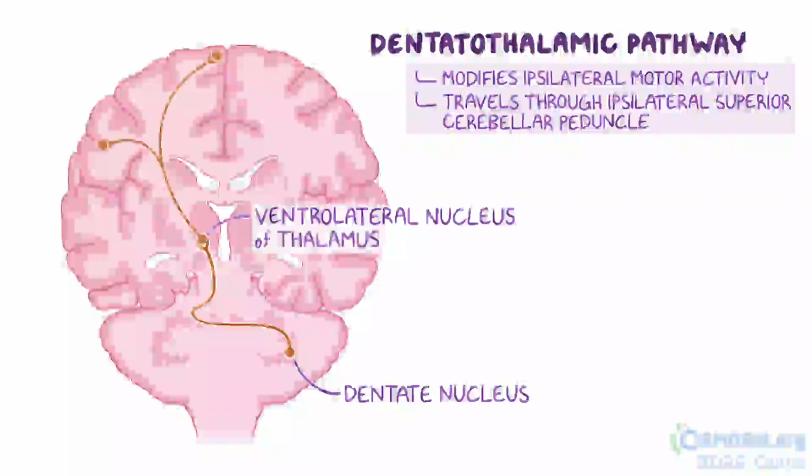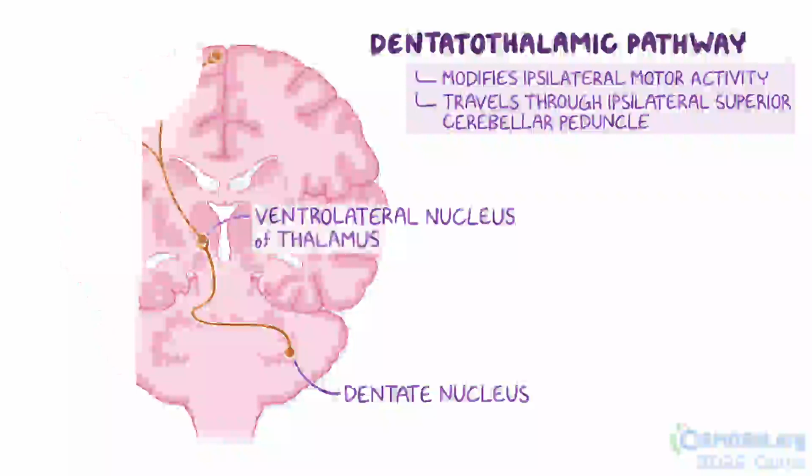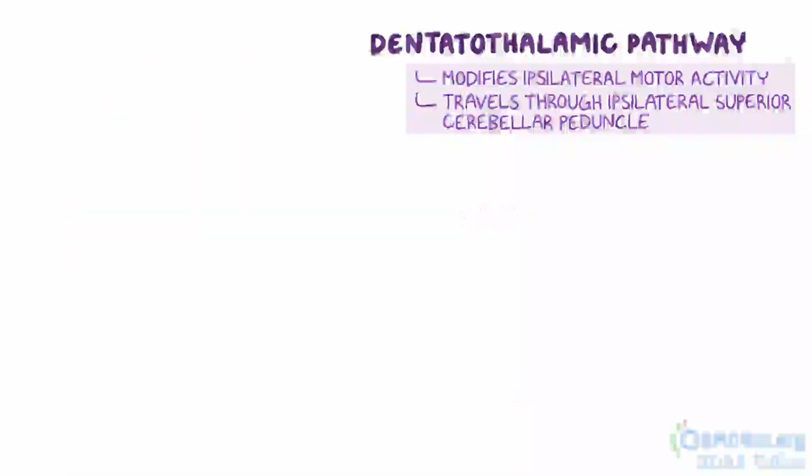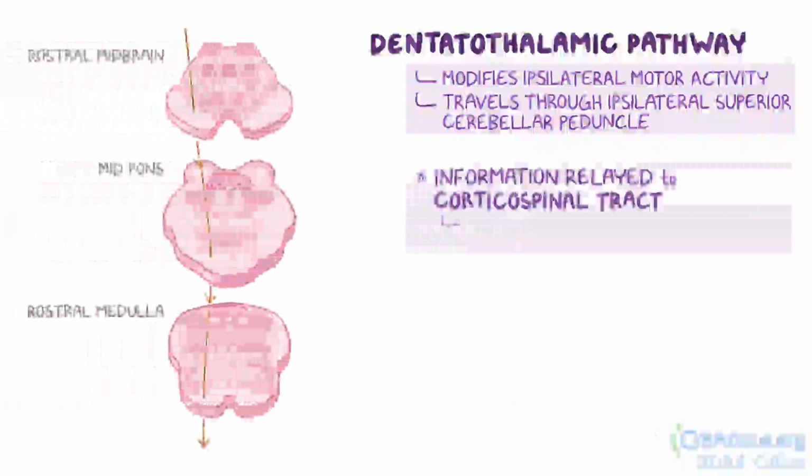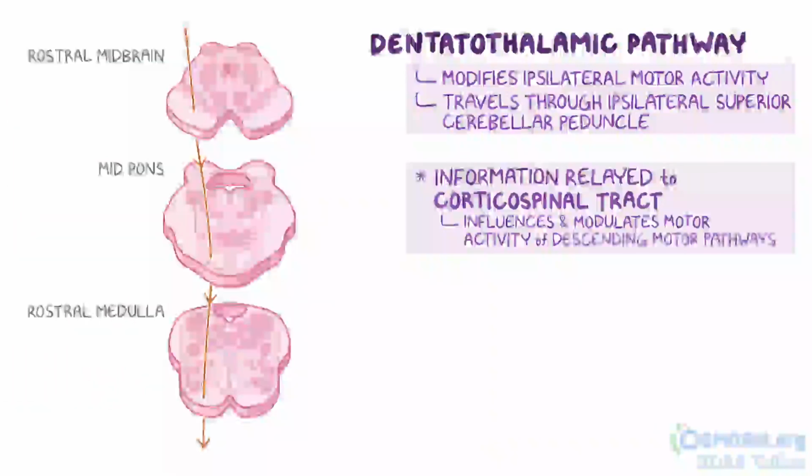The fibers synapse in the thalamus, and from there, the signal continues through the internal capsule and corona radiata to reach the primary motor cortex. Once here, the information is relayed to motor pathways such as the corticospinal tract, and this is how the cerebellum influences and modulates motor activity of descending motor pathways.